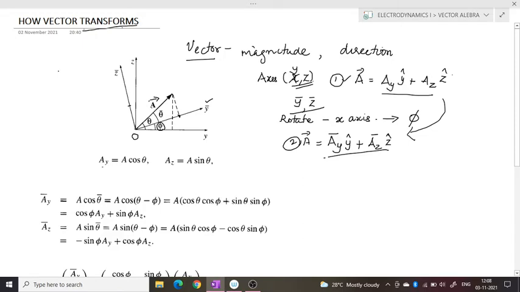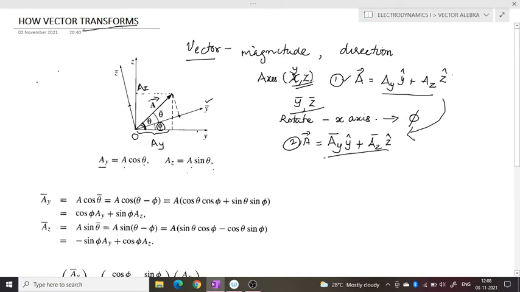Okay, so what is Ay? Ay is the cos component. This section is Ay. Similarly, at this point, this length is nothing but Az. So what is Ay? Ay is A cos theta. This is the angle A makes with the y axis. Okay, it is theta. So it is A cos theta. Similarly, Az is A sin theta.